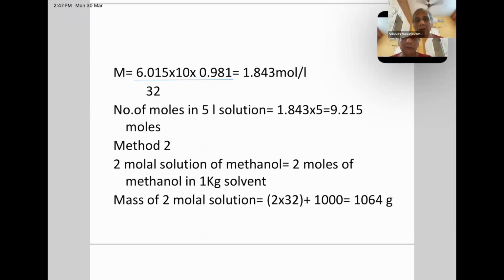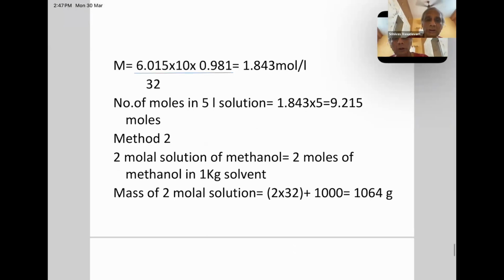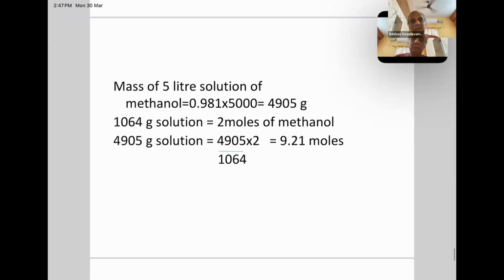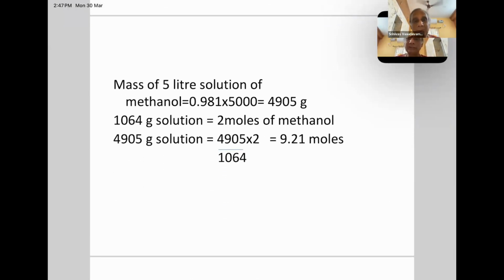Another method is finding out the mass of 2 molal solution. 2 molal solution of methanol means 2 moles of methanol plus 1 kilogram of water. So 2 into 32 plus 1000, 1064 grams. Mass of 5 liter solution using the density 0.981 into 5 liters, that is 5000 centimeter cube, 4905 grams. 1064 grams has got 2 moles of methanol.